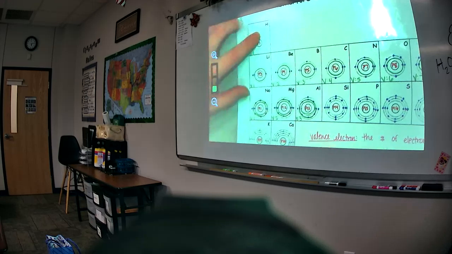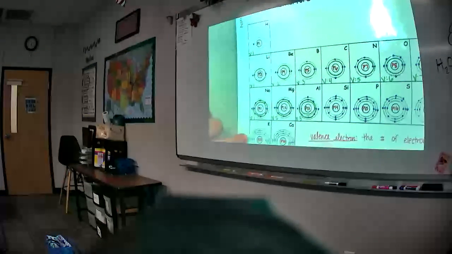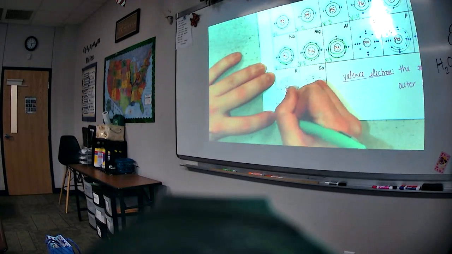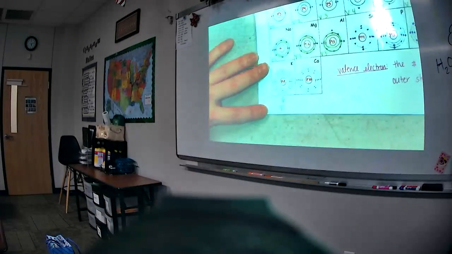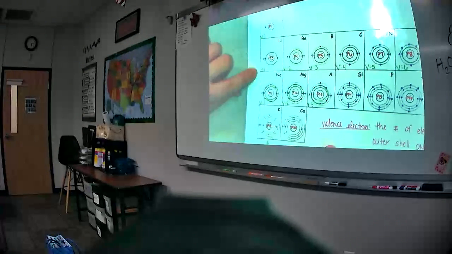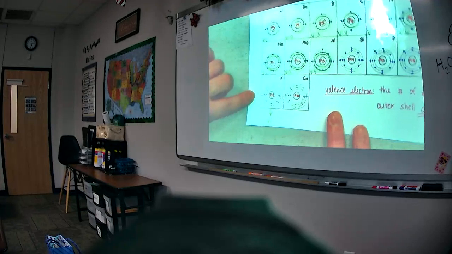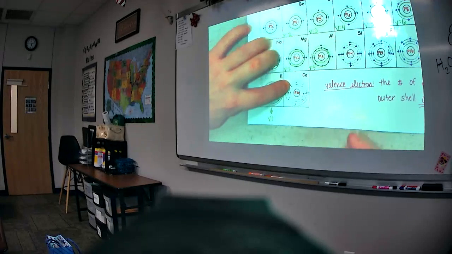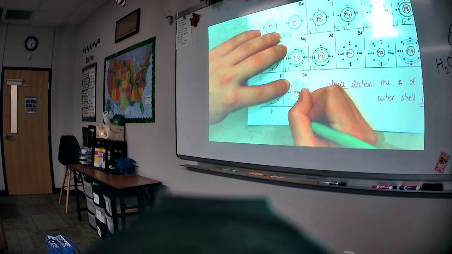Notice, all the elements in group 1 have 1 valence electron. All of them. 1 valence electron. 1 valence electron. 1 valence electron. 1 valence electron. All the elements in group 2 have 2 valence electrons.